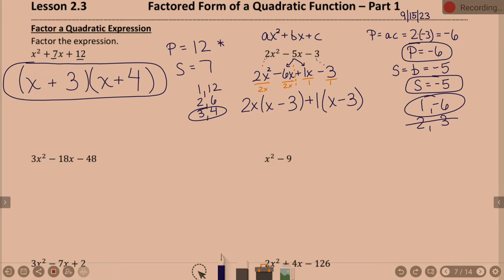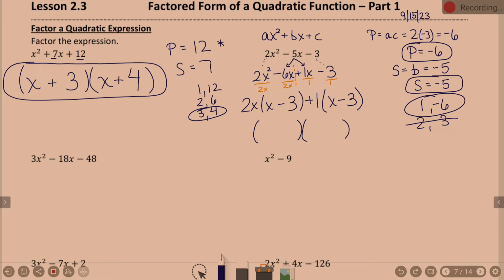Okay, last step. Here's the deal. My answer needs to look like this: 2 parentheses. First of all, what do you notice that happened with our 2 parentheses? They're the same. x minus 3, x minus 3, yes? Yes. They're the same. If they're not the same, you made a mistake.